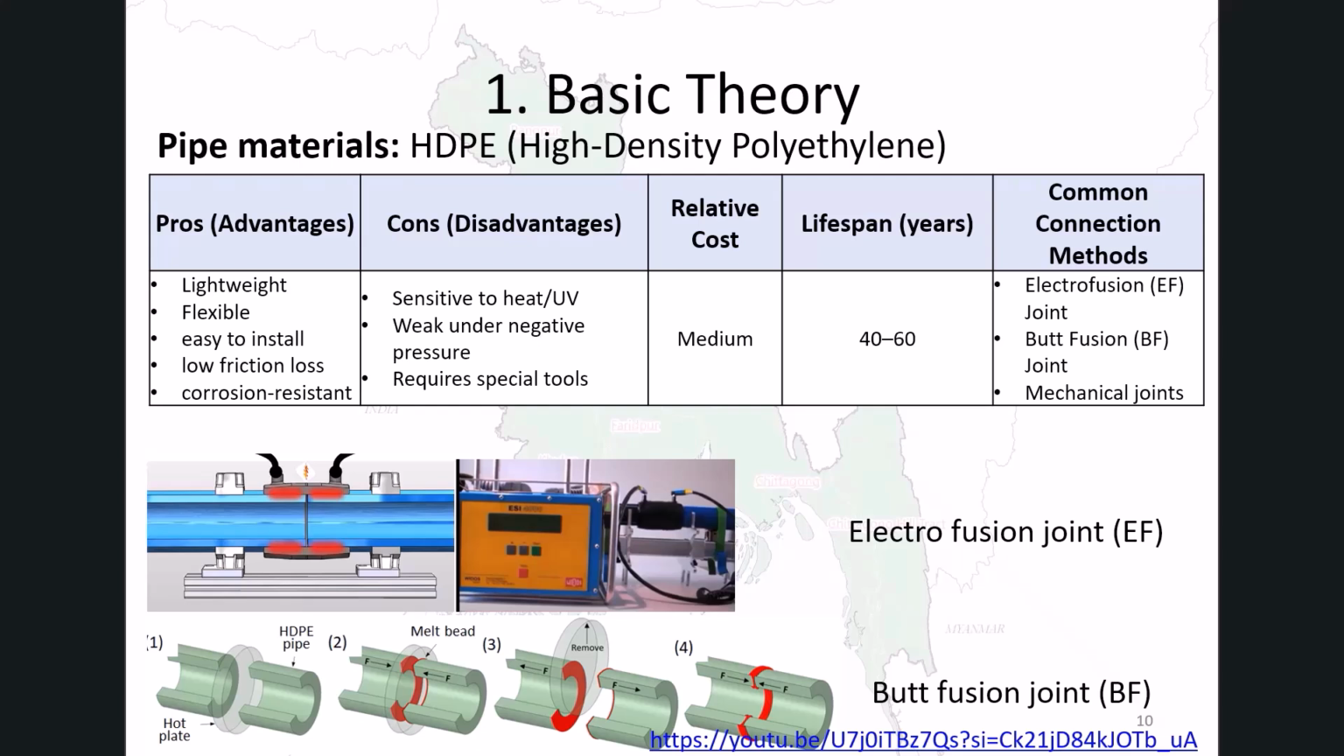Butt fusion melts the pipe ends using a heating plate, then presses them together to form a strong joint. The joint strength is nearly equivalent to the pipe itself and provides excellent resistance to tension, bending, and seismic forces. It is less expensive than electrofusion but requires skilled operators and proper equipment. When installed correctly, both methods produce strong, leak-resistant joints.